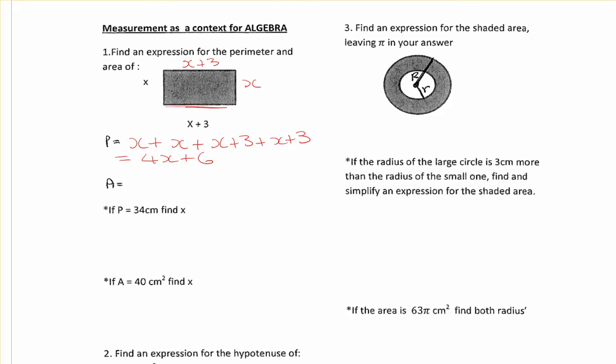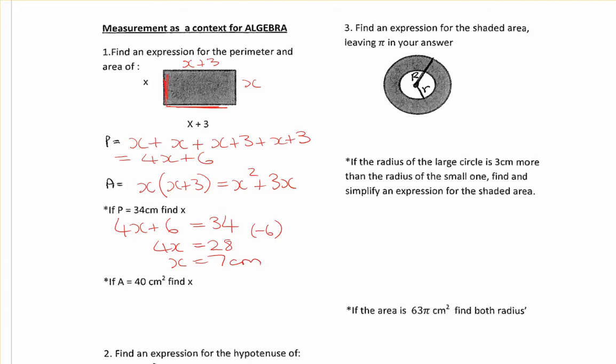Now the area of a rectangle is length times width, so it would be x times x plus 3, which would equal x squared plus 3x. Right, now if the perimeter is 34, find x. So we take our formula for the perimeter, that equals 34, and I'm asked to find x. So some simple rearranging. x is going to equal 7 centimetres, and you could always check with a quick 7, and that would be 10, which would give me 20, 34, so we're right.